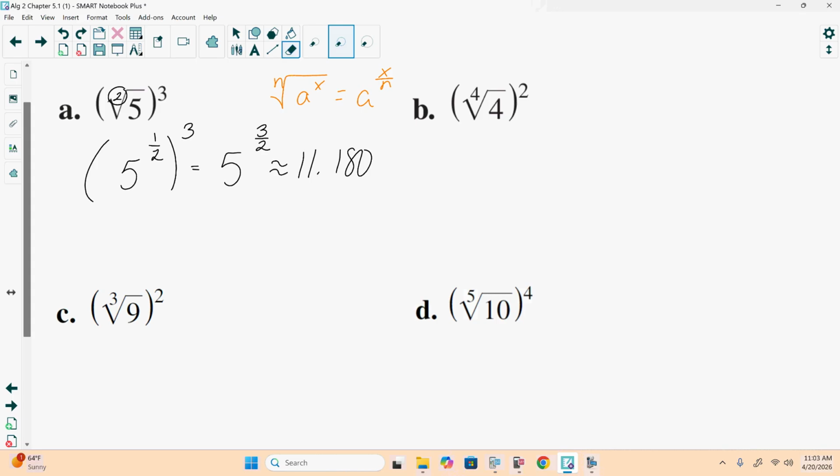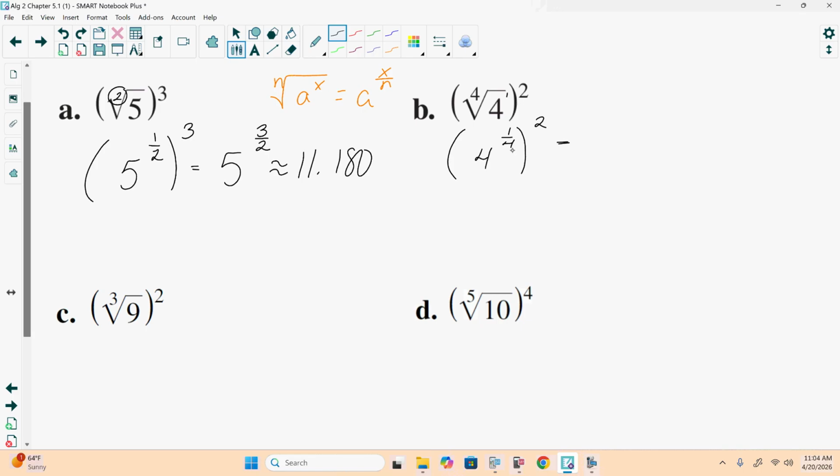So let's look at the next one. The 4th root of 4 squared. If we wanted to rewrite the 4th root of 4 as a fractional exponent, well, we know that the exponent, the x, the number that's going to go on top of this rational exponent is going to be 1. The n, the number on bottom, would be 4. So really we're saying that the 4th root of 4 is the same as 4 to the 1/4.